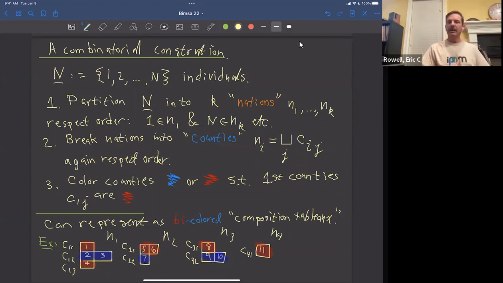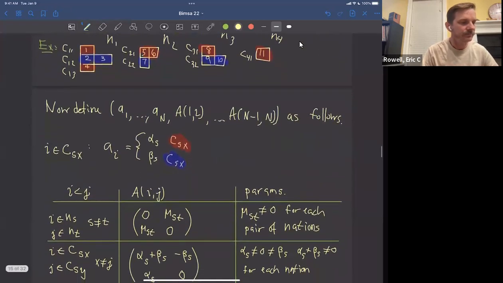Okay, so you can already think about, well, how many ways can you do this? And we'll discuss this in a moment. But the point is that if you give me a bicolored composition tableau, as I've done, or if you've given me this sort of colored counties within nations choice, then I can give you a charge conserving solution to the Yang-Baxter equation. And this is how I do it.